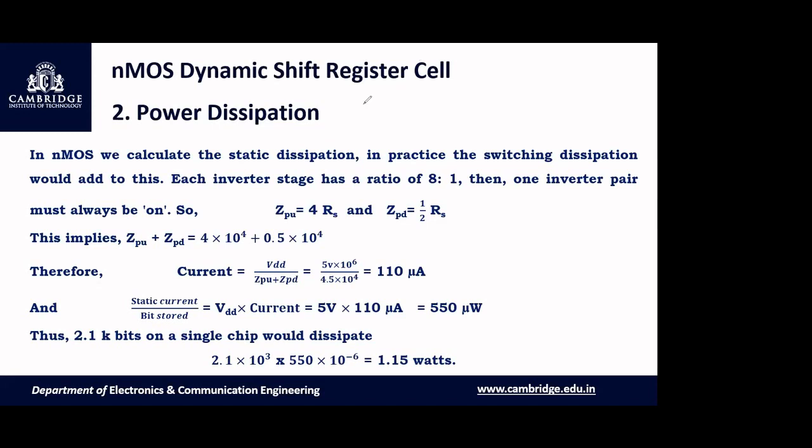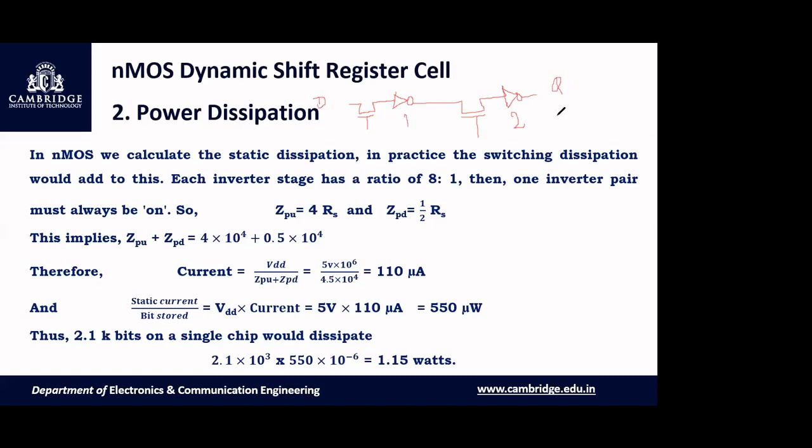So here we are considering the NMOS dynamic shift register, this one. For this inverter, we need to find power dissipation, and for this inverter, we need to find power dissipation. There are 2 inverters: this is inverter 1, this is inverter 2. This is the D input, and this is the Q output.